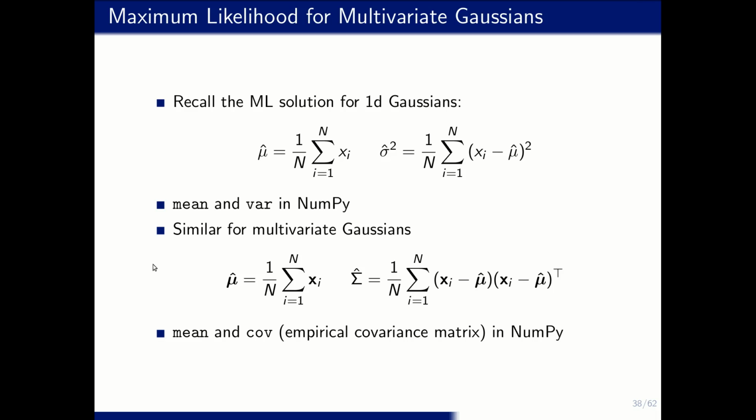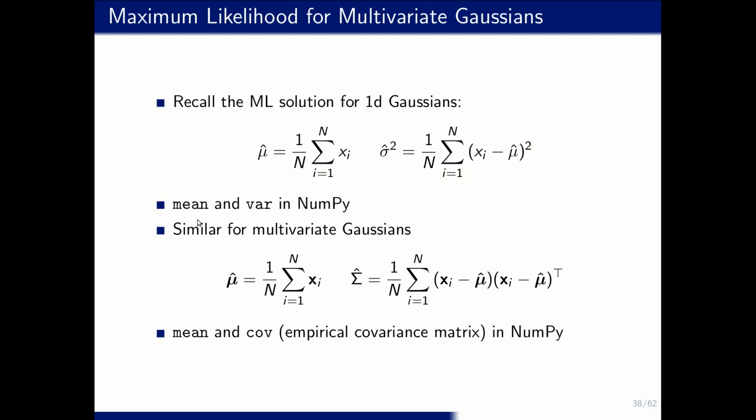So how does maximum likelihood now work for multivariate Gaussians? In the last section we derived the maximum likelihood solution for a one-dimensional Gaussian, and this was pretty intuitive. The maximum likelihood mean was just the average over the data set, and the maximum likelihood variance was essentially just the empirical variance over the data set. So very intuitive results for the maximum likelihood solution for 1D Gaussians.